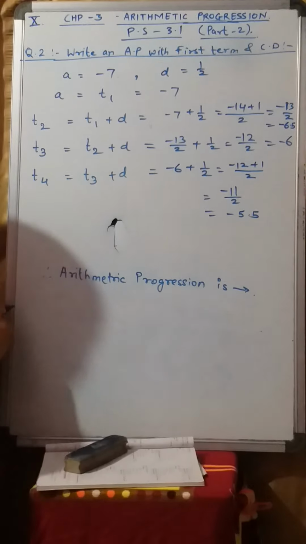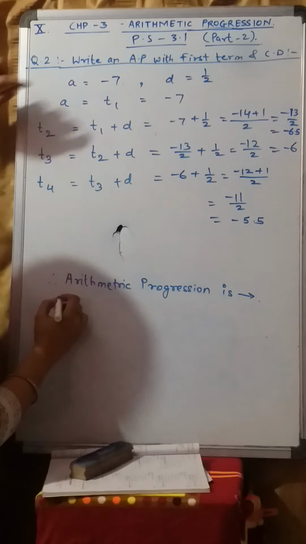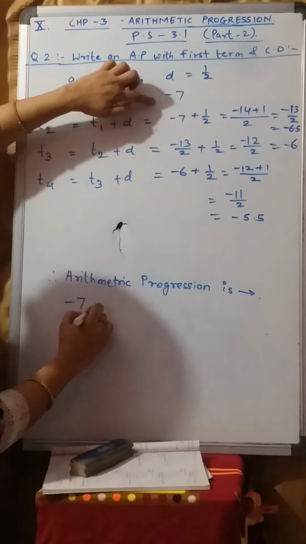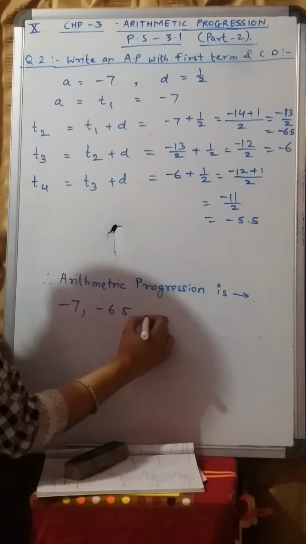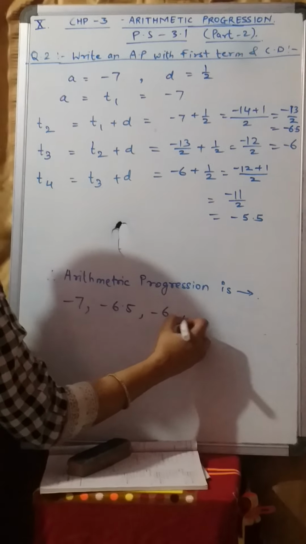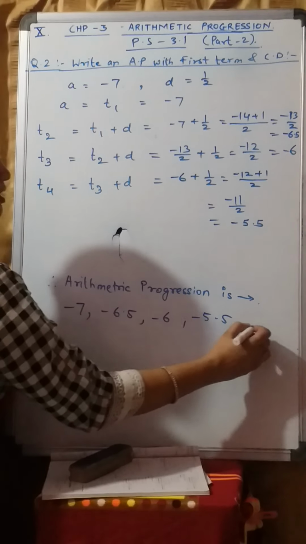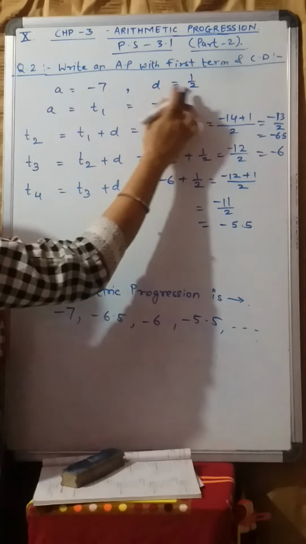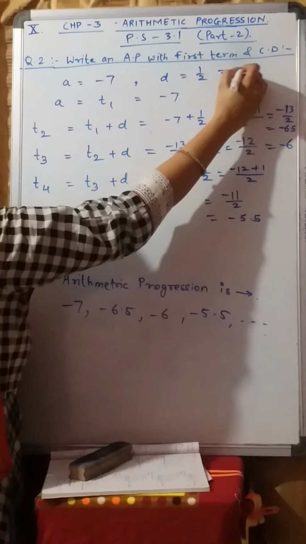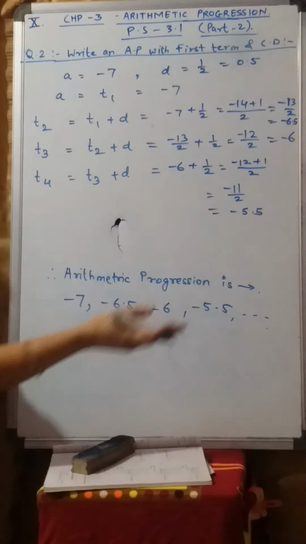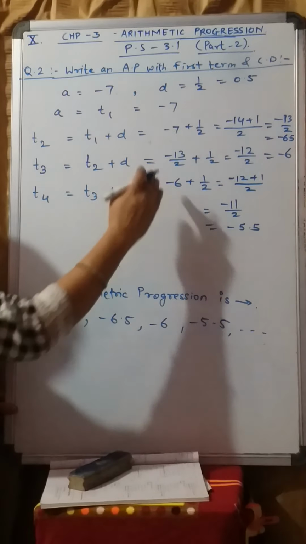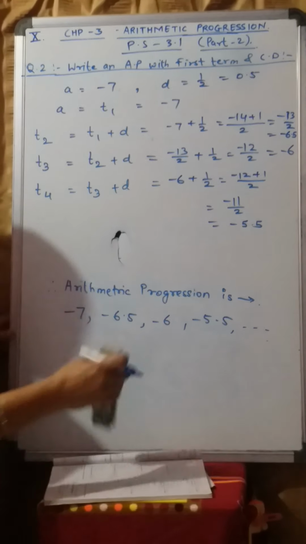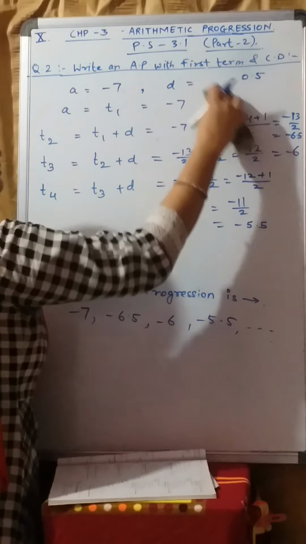So my sequence was: the first term is -7, the second term is -6.5, the third term is -6, and the fourth term is -5.5. You can also write 1/2 directly as 0.5, and then you can do this sum very easily: -7 plus 0.5. In this way also you can write the sum. Okay.